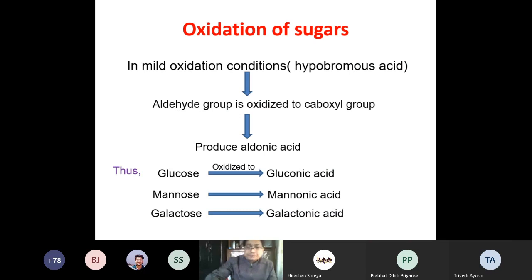Now next is the oxidation of sugars. In mild oxidation conditions, the aldehyde group is oxidized to carboxylic group. For example, glucose is oxidized to gluconic acid, mannose is oxidized to mannonic acid. That means in mild conditions, they can be oxidized. This is not a new thing.